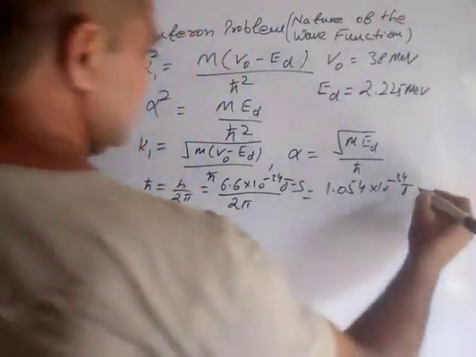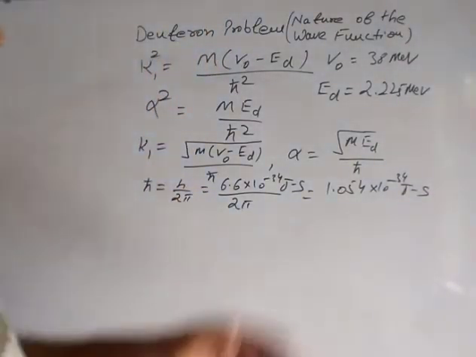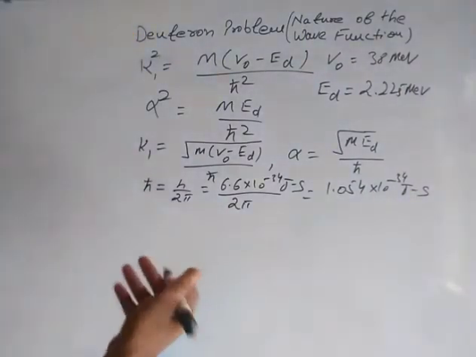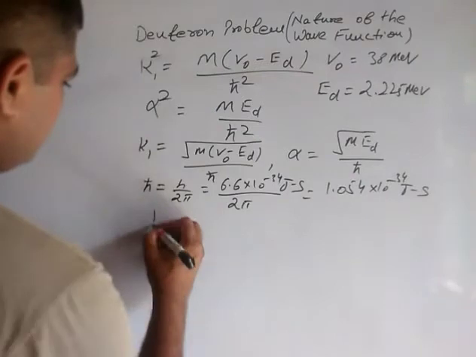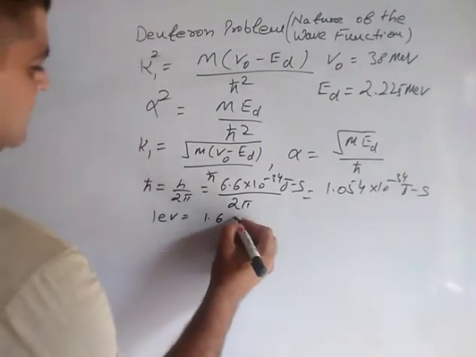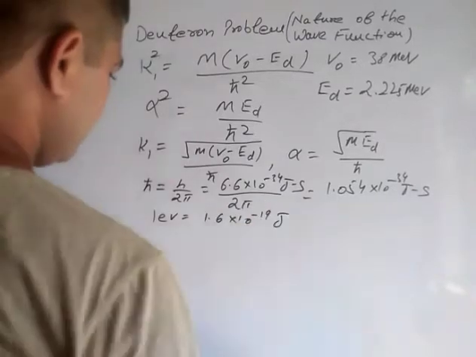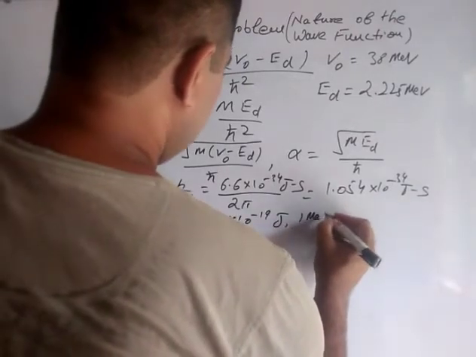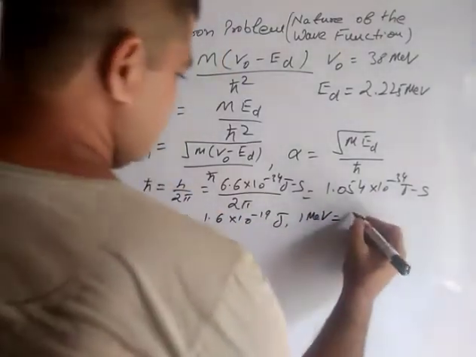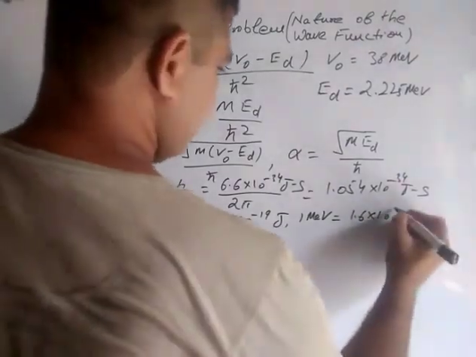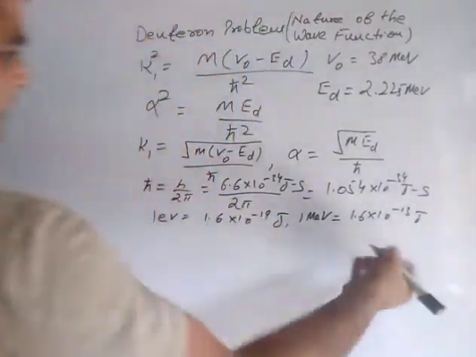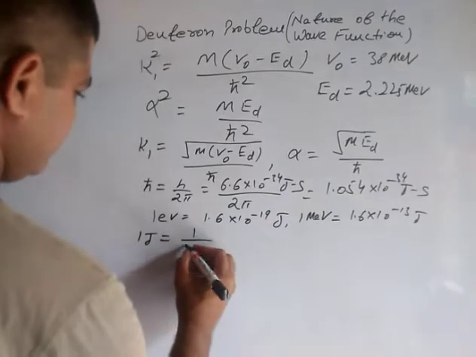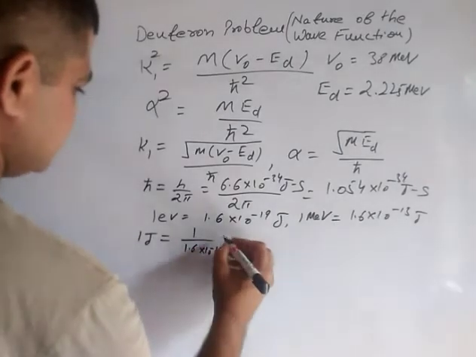Now we will be working with the energy unit of mega electron volt, so we have to convert this joule into mega electron volt. From the relation, you know that 1 electron volt is equal to 1.6 into 10 raised to power minus 19 joule. It means 1 mega electron volt will be equal to 1.6 into 10 raised to power minus 13 joule. So 1 joule will be equal to 1 upon 1.6 into 10 raised to power minus 13 mega electron volt.